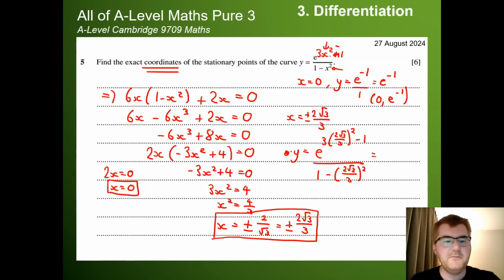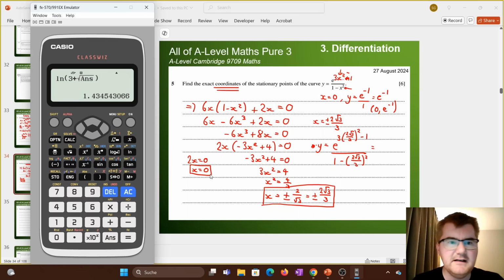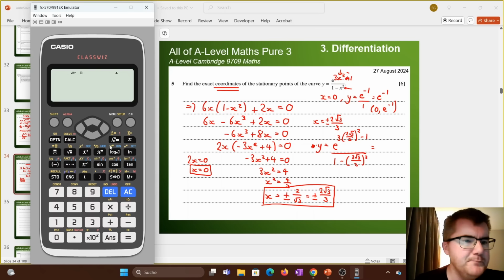Now, if I'm in an exam, we can just put this into the calculator as well. Don't necessarily need to solve this manually. So let's just do this as a bit of practice. So we've got shift E. We've got 3 lots of 2 root 3 over 3. Notice I'm always looking for ways to save time here. Notice we can do plus minus essentially at the same time. Minus 1.